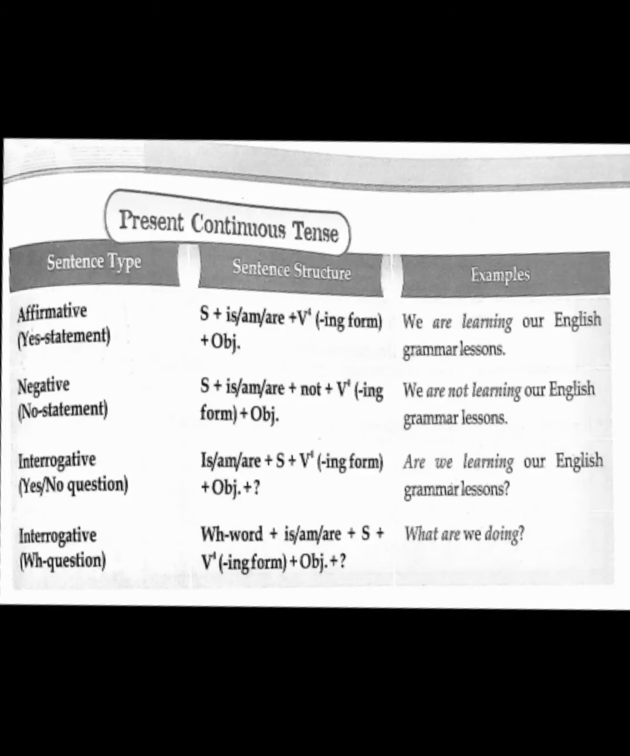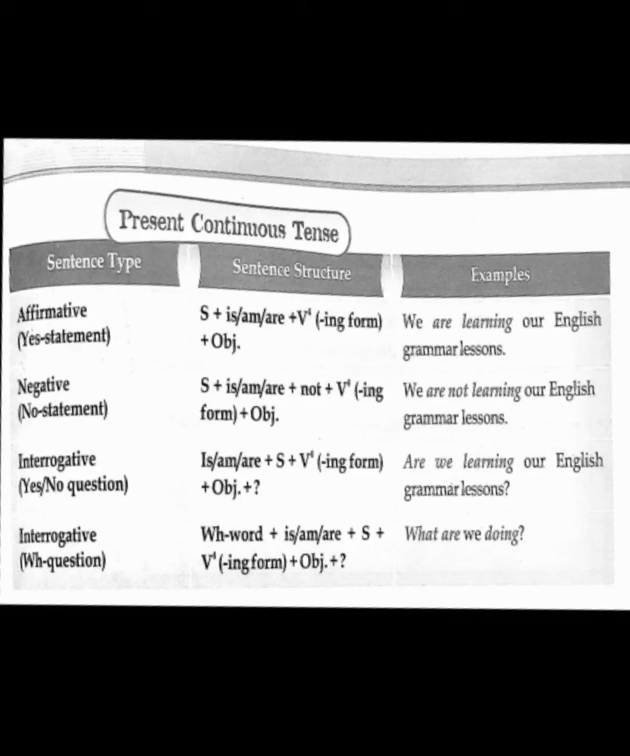Okay, so don't be confused. Plus object. So an example can be, we are learning our English grammar lessons. So here, can you see? This is the affirmative case. It means a simple statement. Then what happens in the negative case? In the negative case, my sentence will transform like this.